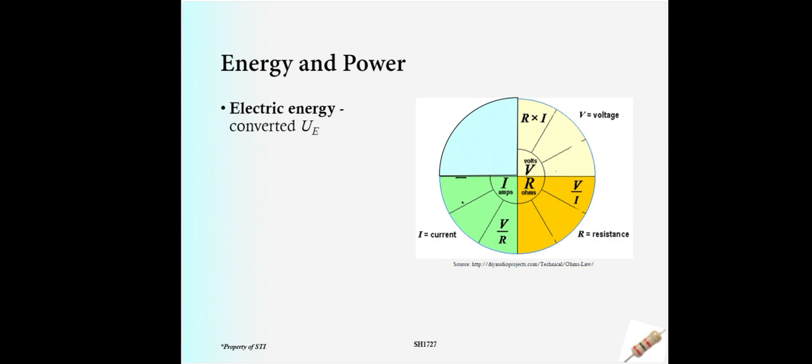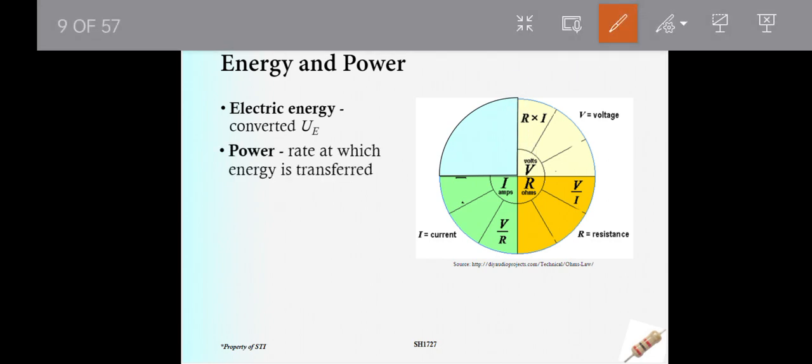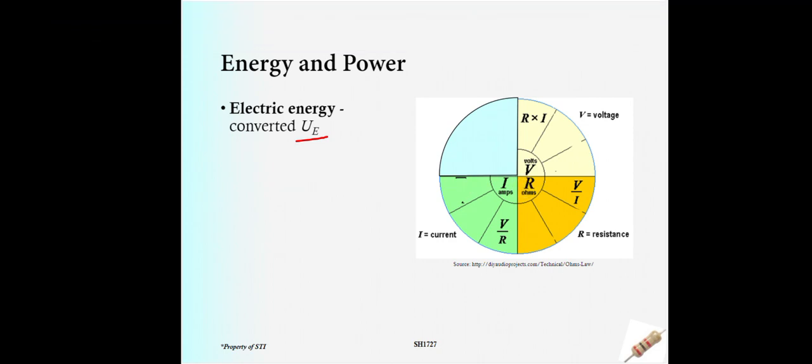So first there we have the electric energy. It's stated here that electric energy is the converted U sub E. So ano ba itong U sub E na ito? U sub E is the symbol, or it is denoted, for our electric potential energy. So meaning to say, electric energy is the converted electric potential energy. You can think of it as the total capacity to do work. Yung energy na iyon, that is the total capacity to do work.